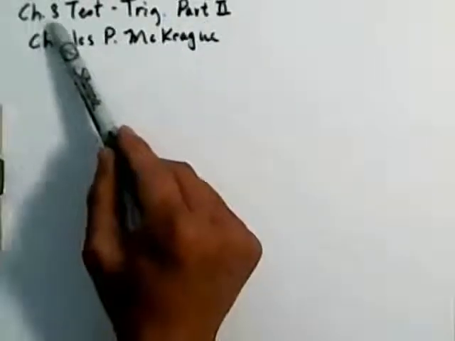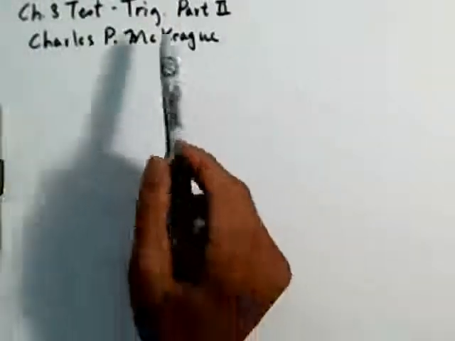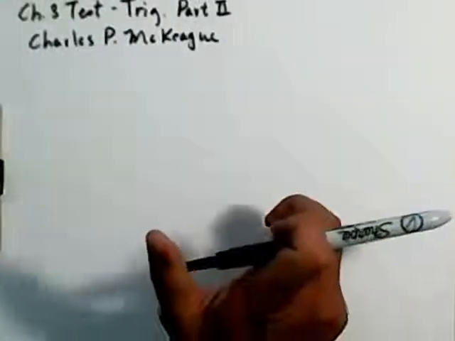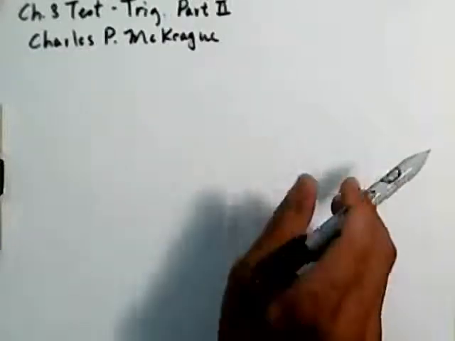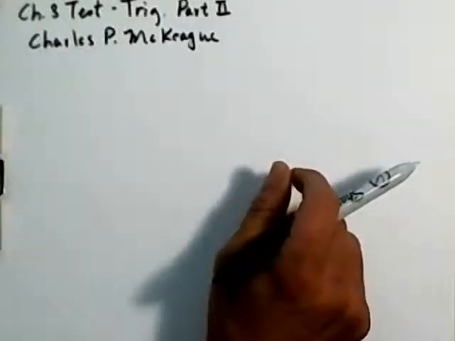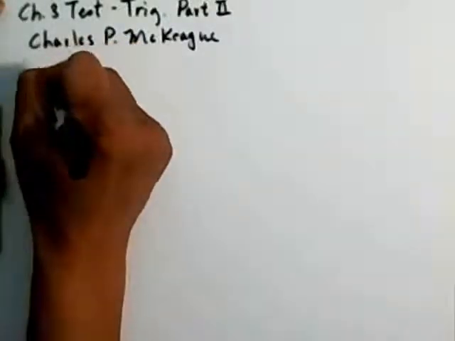This is part 2. Welcome back to chapter 3 test, Trigonometry with Trig-Mckeague. I will be using the 4th edition; the 5th edition and 6th edition are pretty similar. So let's get started on number 17.